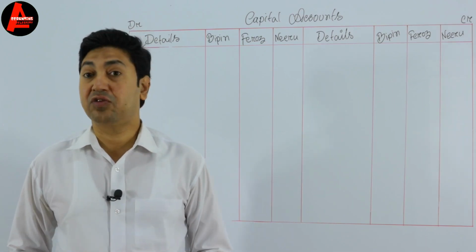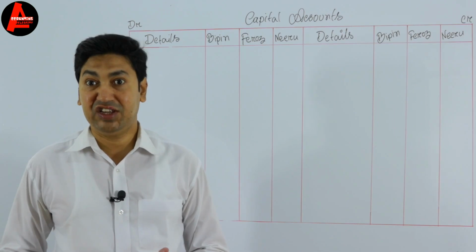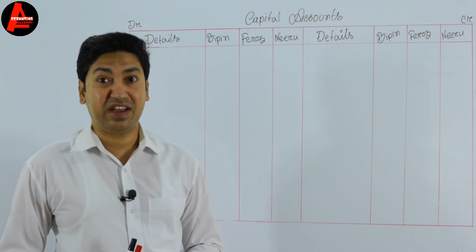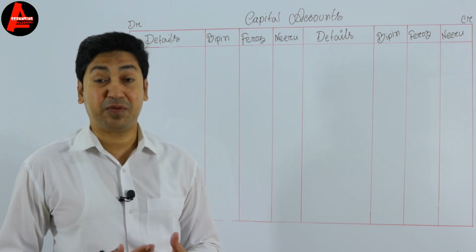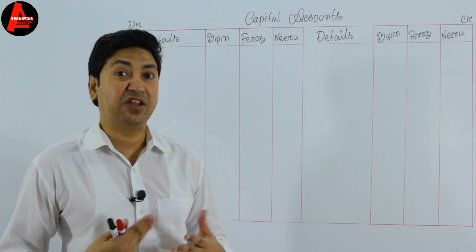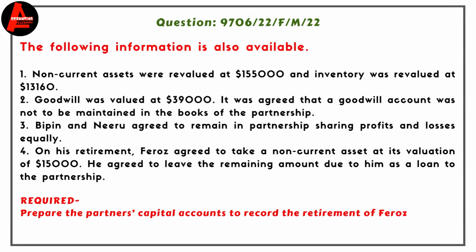One partner will retire from the business and another partner will join. This type of question is very complicated, but if you understand properly, you'll be able to answer in your exam. Then we have some adjustments. Let us have a look at them. Here we see four adjustments. We will adjust these one by one when you prepare the capital account.